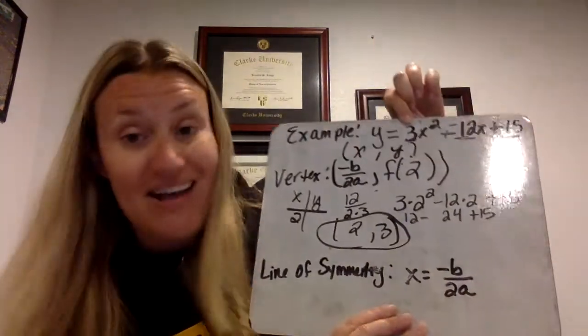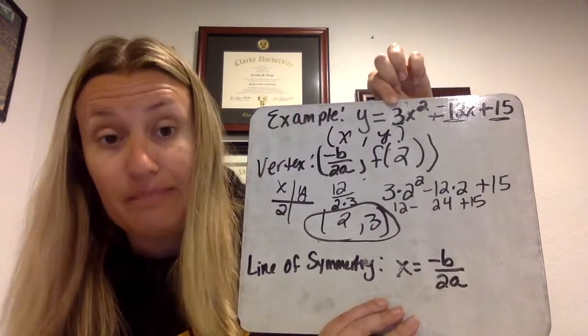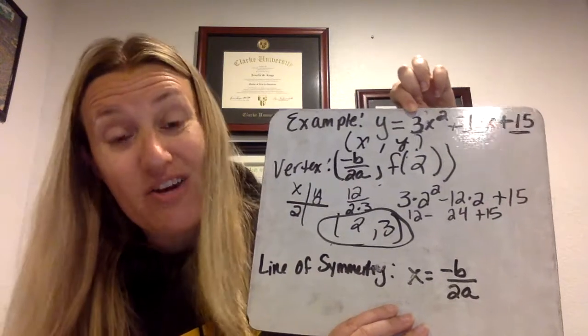My a is a positive number, so this graph opens up. Okay, so here's what I know already. I have a vertex at 2, 3, and I know the graph opens up. So it maybe looks something like that. That's just a quick sketch.